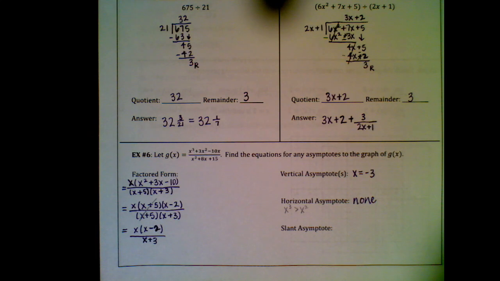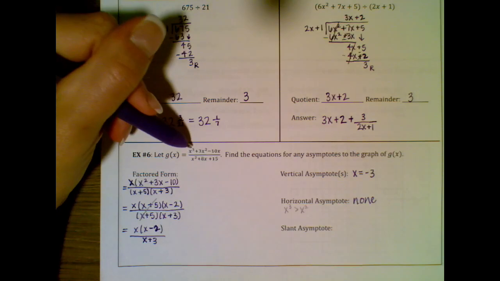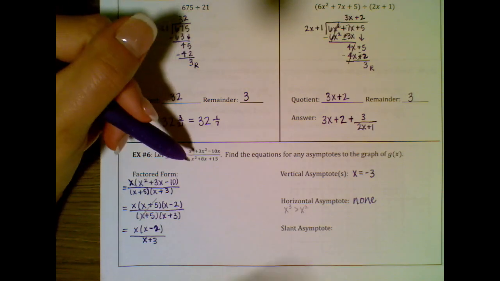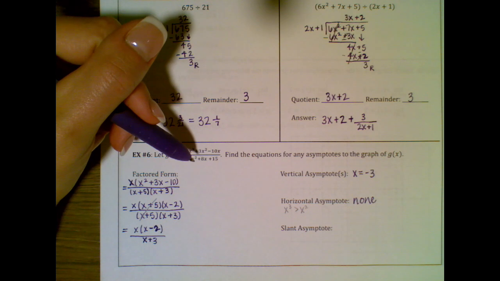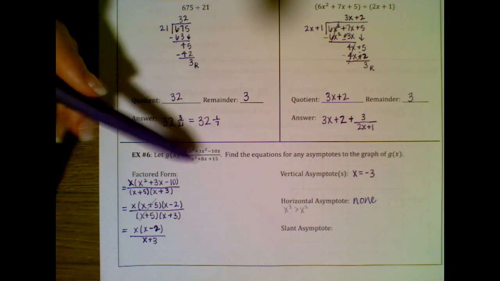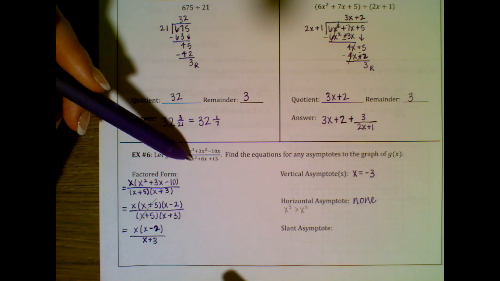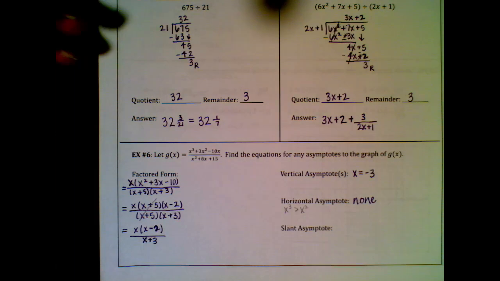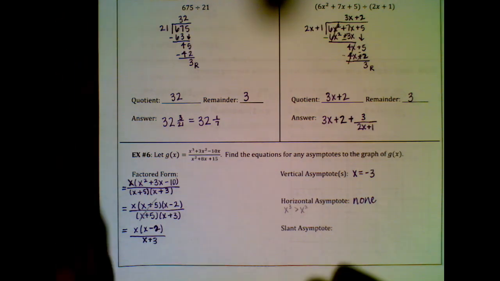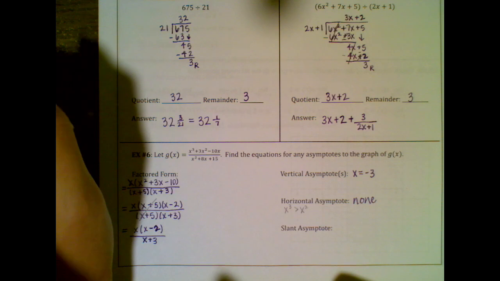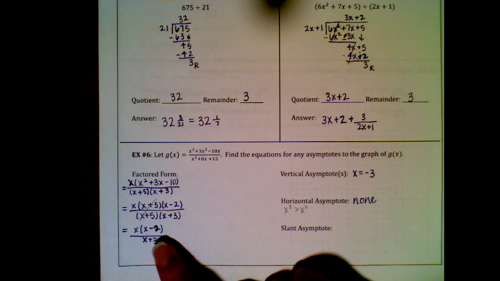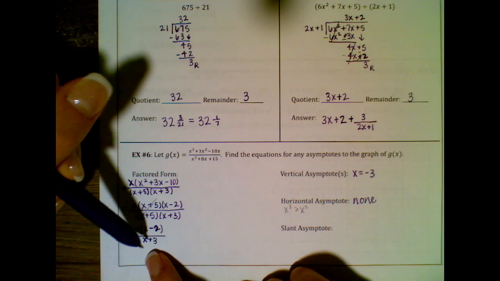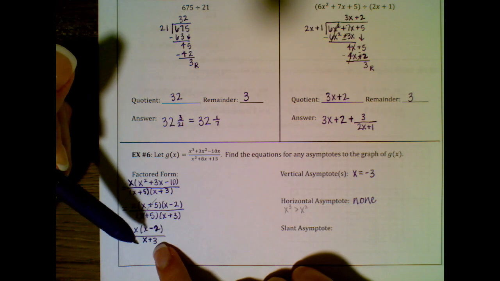And then my slant asymptote, because the degree of the numerator is exactly 1 degree greater than the denominator, I do have a slant asymptote, and I can find that using long division. I can't do synthetic division because this is not a linear function. One thing you can do is polynomial long division with the simplified form, or synthetic division because this is linear here with this simplified function.